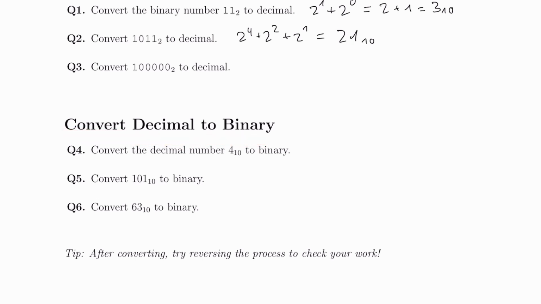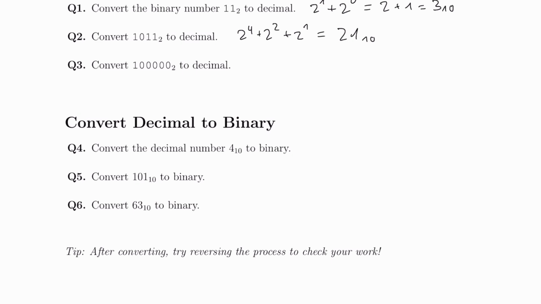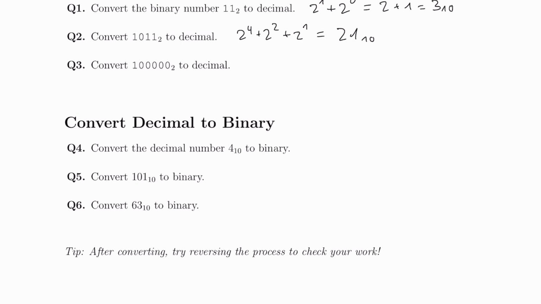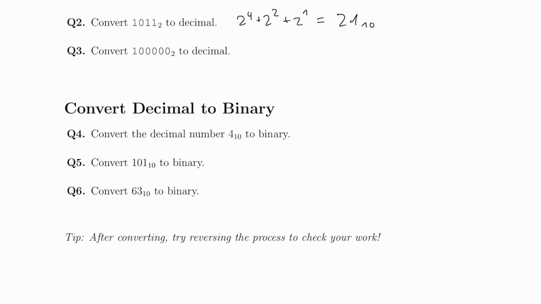decimal to binary. Starting off with converting 4 to binary, I will just do a quick simulation of the method that I taught last time, which is we divide the number by 2, see what our quotient is, and then what the rest is.